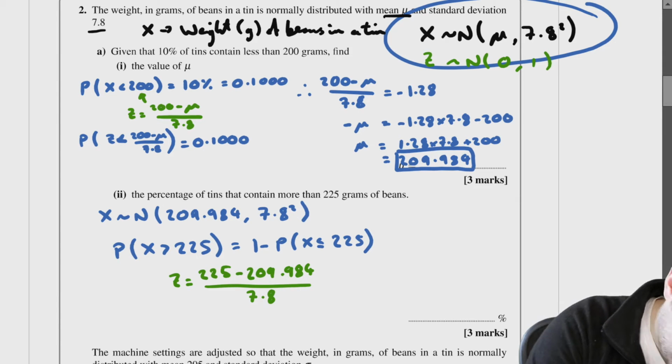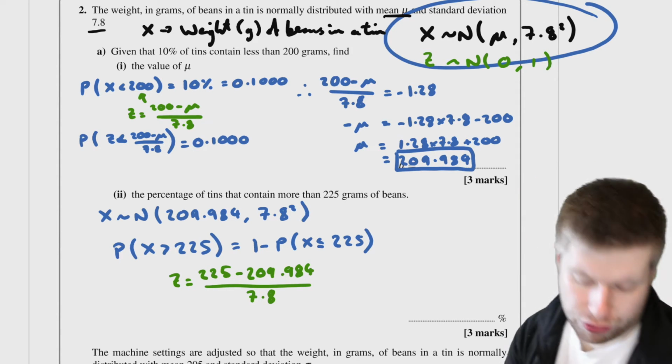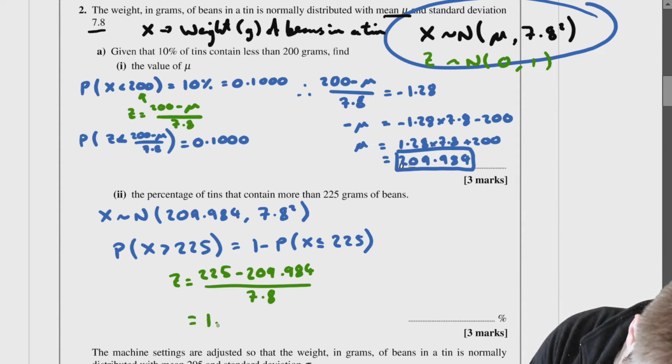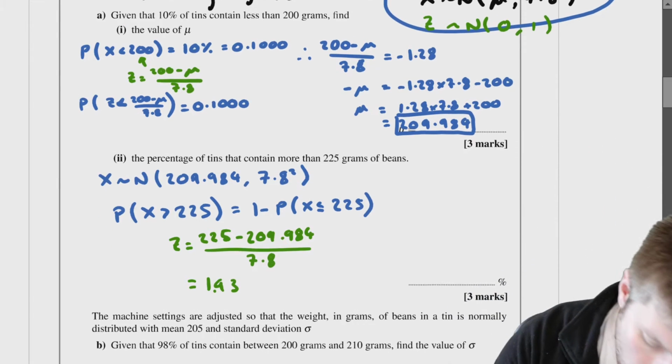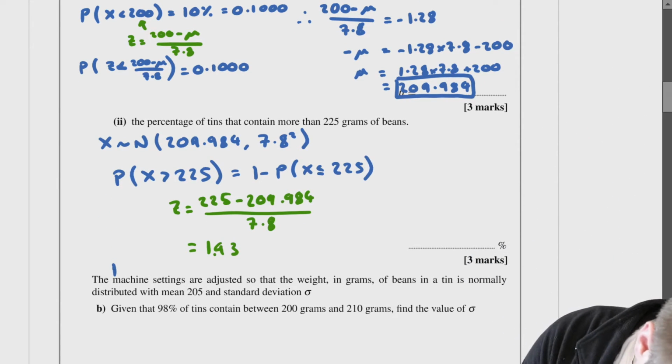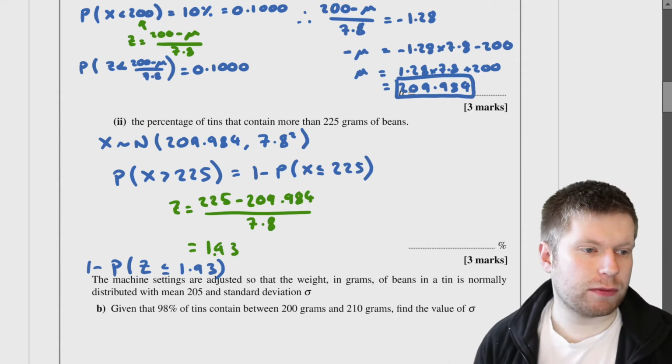So if I stick all of that into my calculator, 225 minus 209.984, divide all of that by 7.8, I should get a value of 1.93, okay? So in other words, 225 lies 1.93 units of standard deviation from the mean. So when I look it up in my tables, I'm going to be looking for the probability that z is less than or equal to 1.93, and I'm going to have to do 1 minus that in order to get the same thing as before.